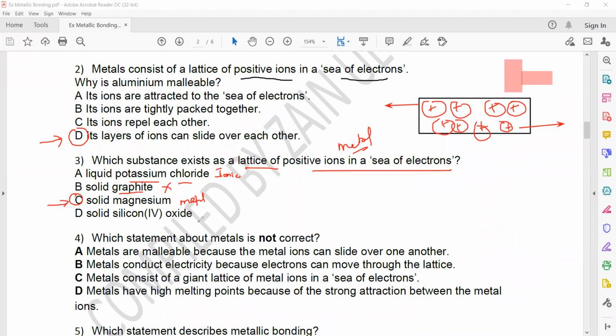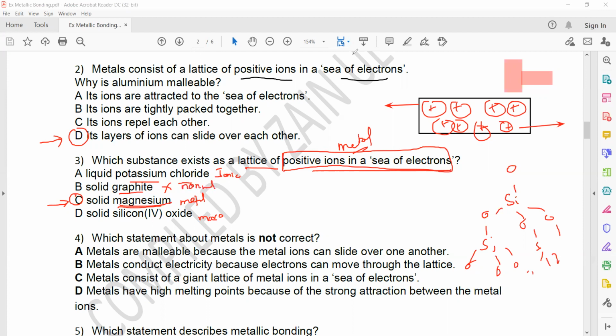Why not D? Because silicon dioxide is a macromolecule. In the structure of silicon dioxide, each silicon is bonded with 4 oxygen and the structure continues. So it's a very giant structure. Whenever they're asking for positive ions and a sea of electrons, they're asking for metal. When we check the options, we have magnesium as the only metal. Graphite, which is carbon, is a non-metal.